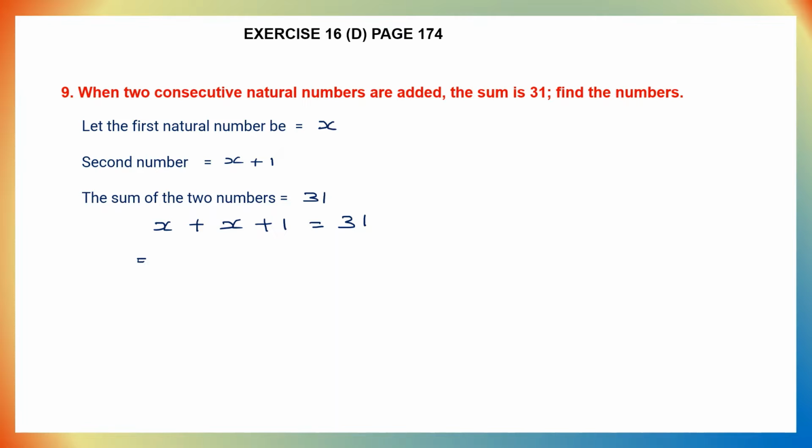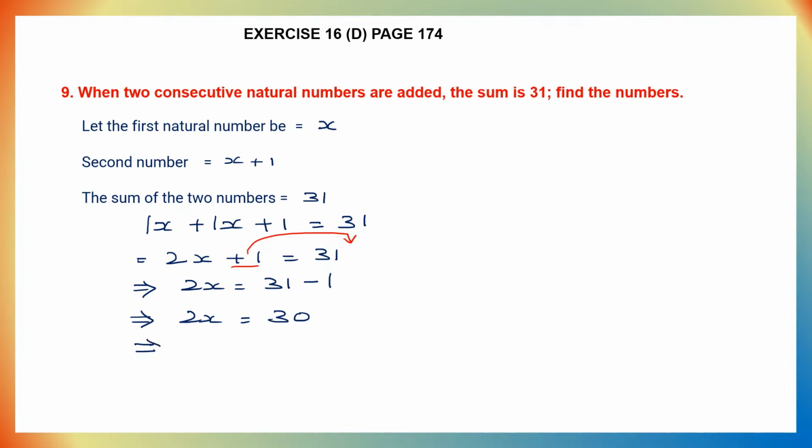So let's work this out. x plus x is 2x, and 2x plus 1 is 31. So that means 2x is equal to 31 minus 1, because I have transposed plus 1 to the other side, so it becomes minus 1. Now 2x is equal to 31 minus 1, which is 30.